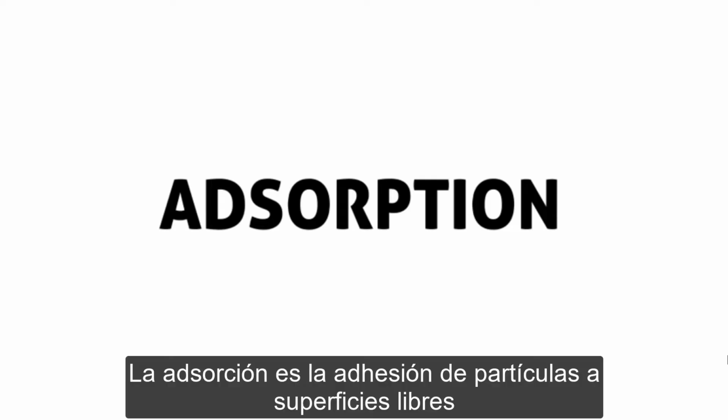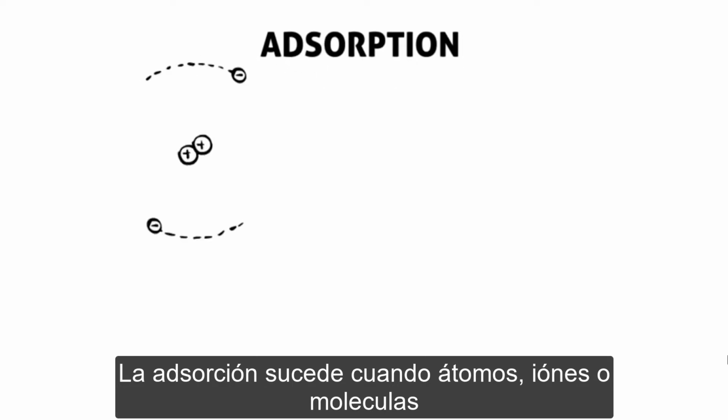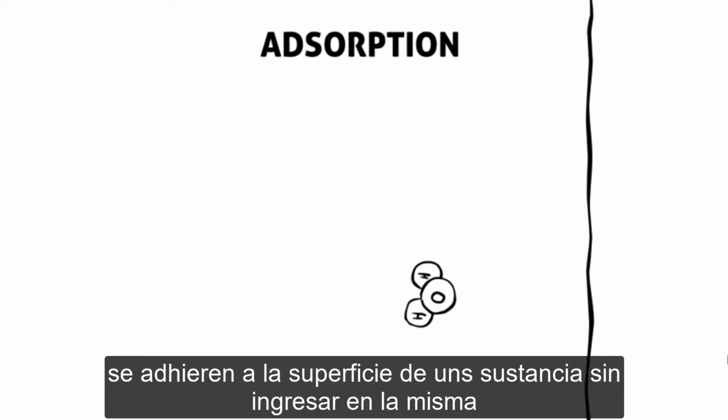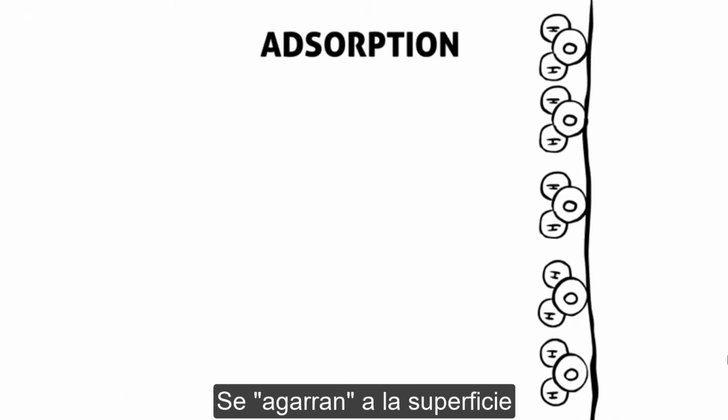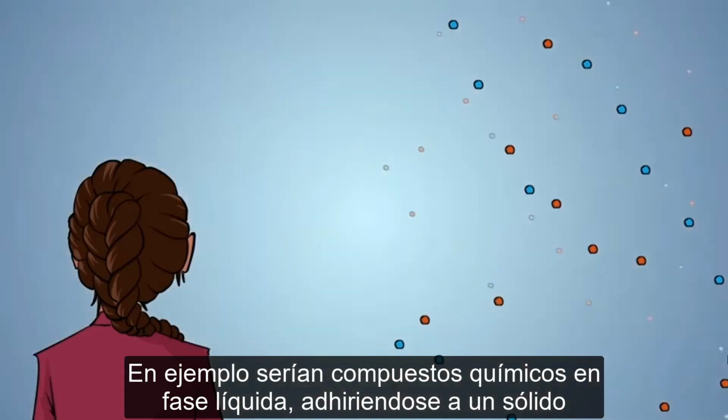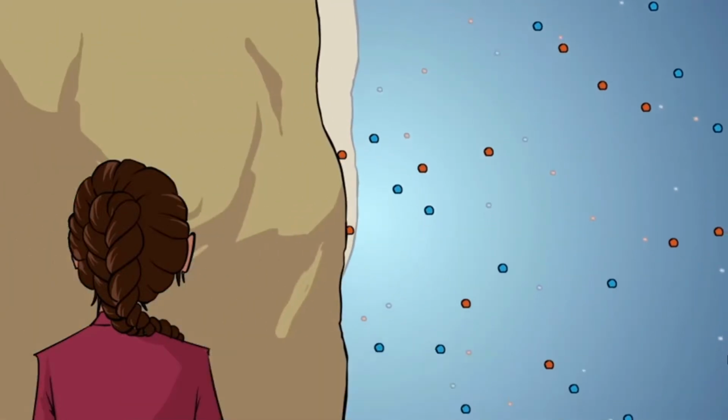Adsorption is the adhesion of particles on free surfaces. Adsorption happens when atoms, ions, or molecules attach to the surface of a substance without entering it. They hang out on the surface. An example would be chemicals in a liquid sticking to a solid surface.